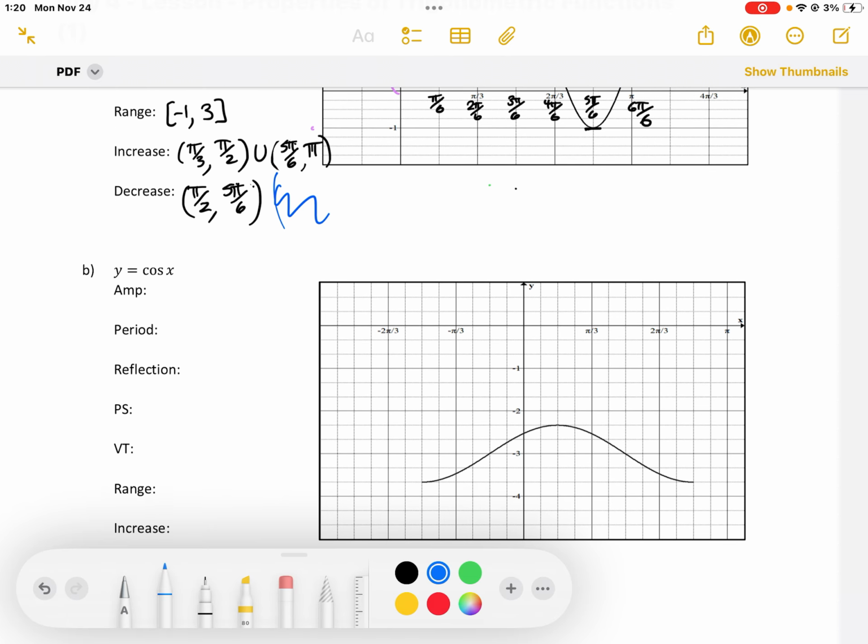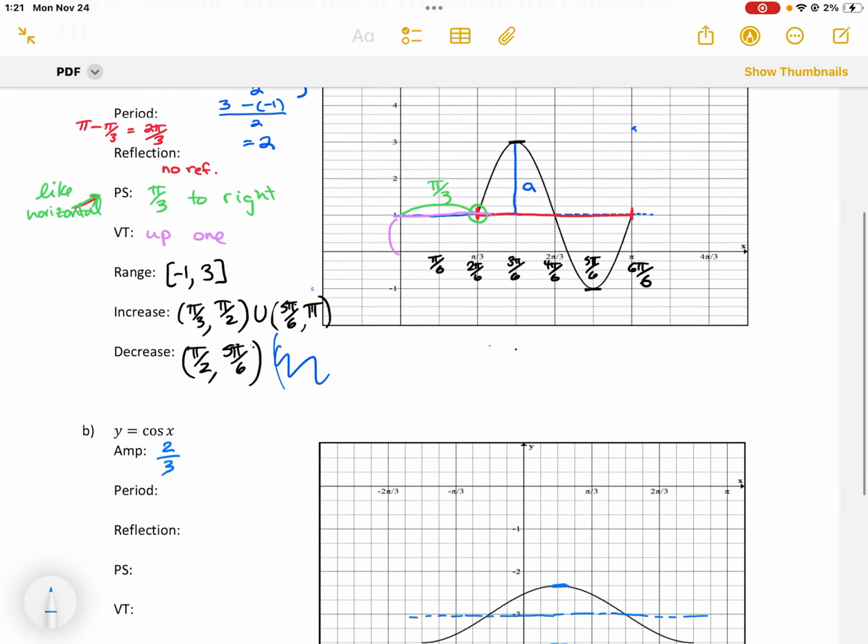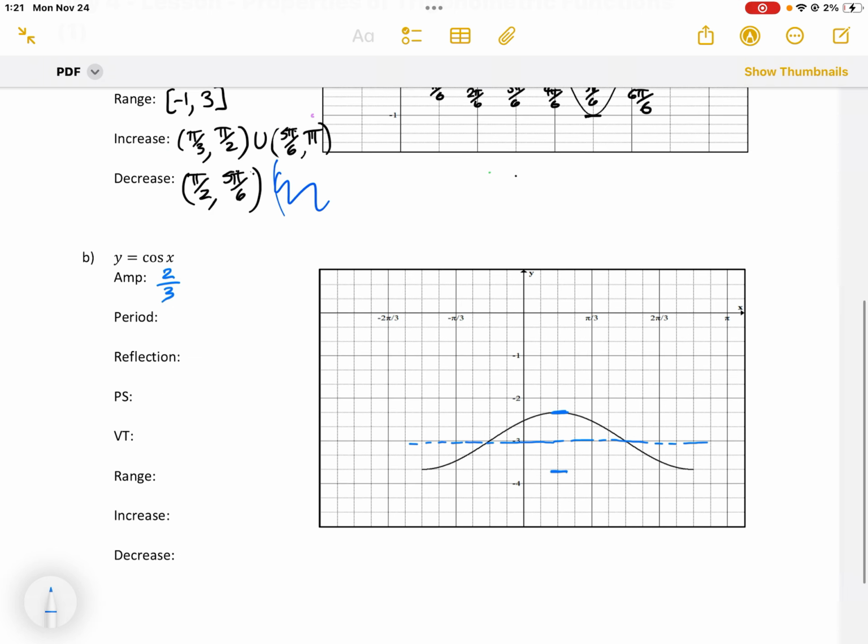So this time our amplitude is going to be, we've got our maximum value and we've got our minimum value. My middle point of the graph is actually right here. So if I count those squares, I know that each square represents a third. So I can say graphically that my amplitude is 2/3. I can also use the formula max minus min divided by 2 to figure out what that value is.